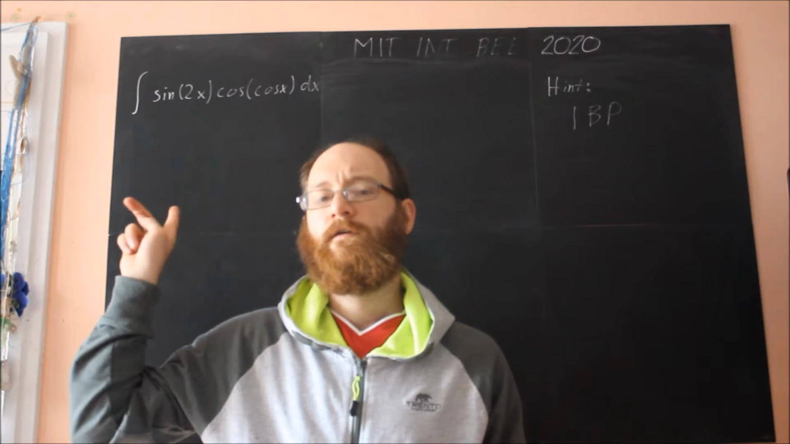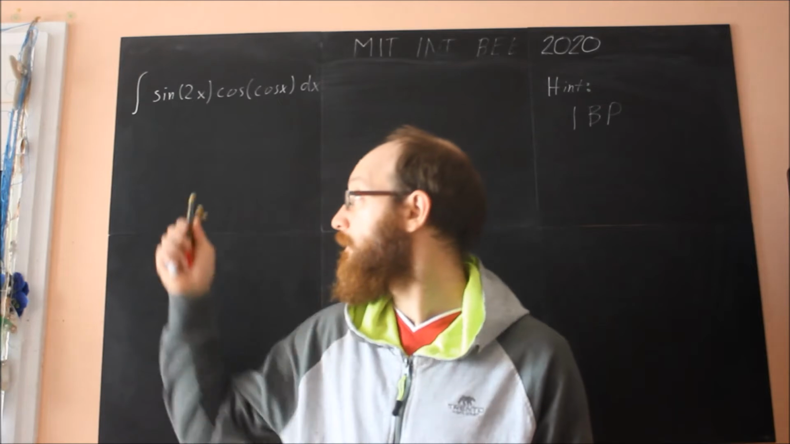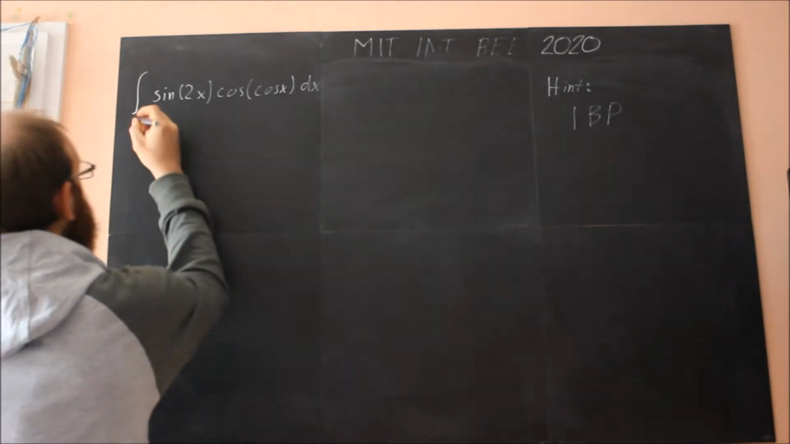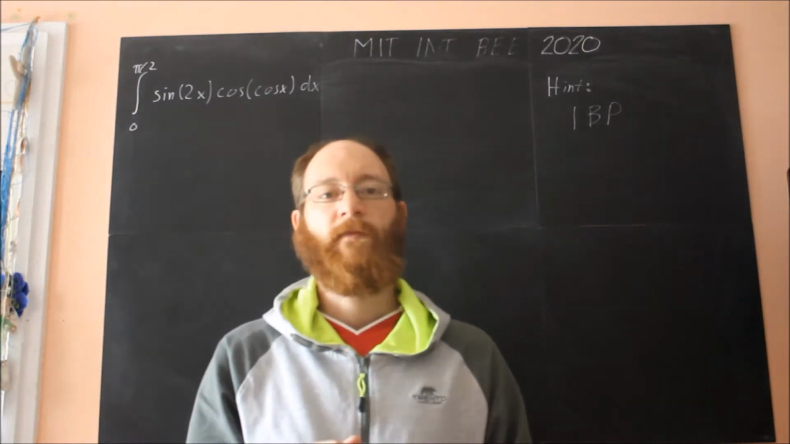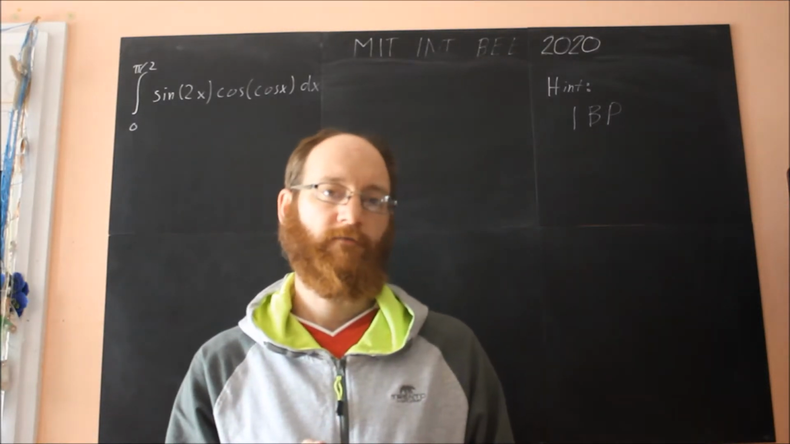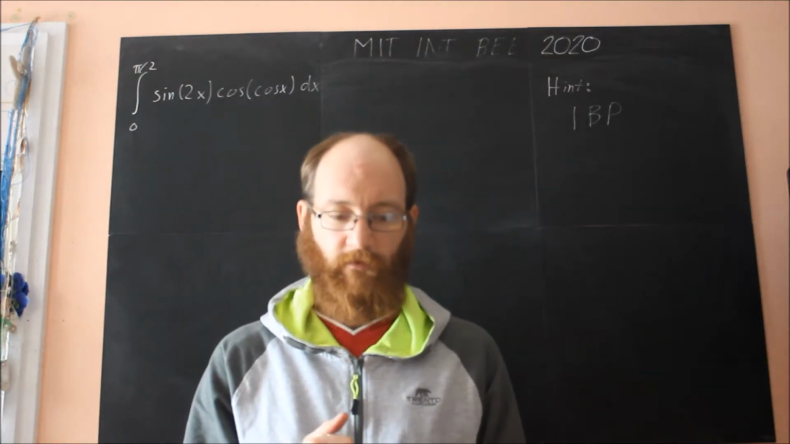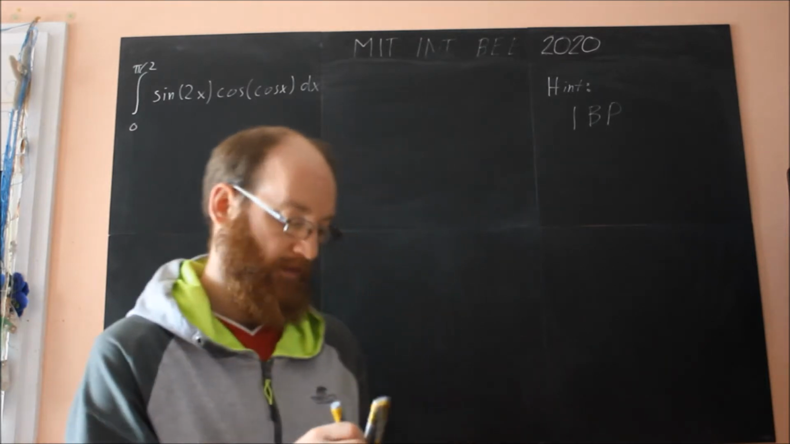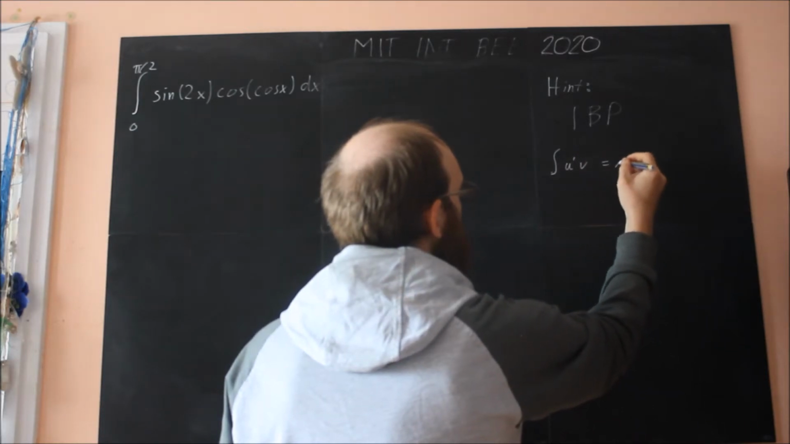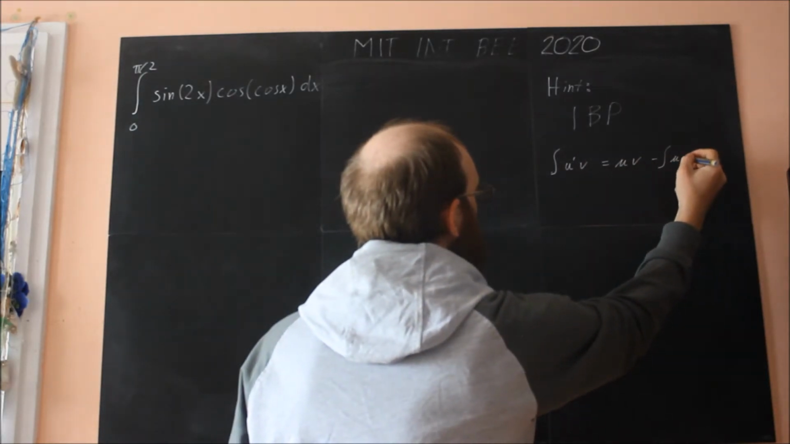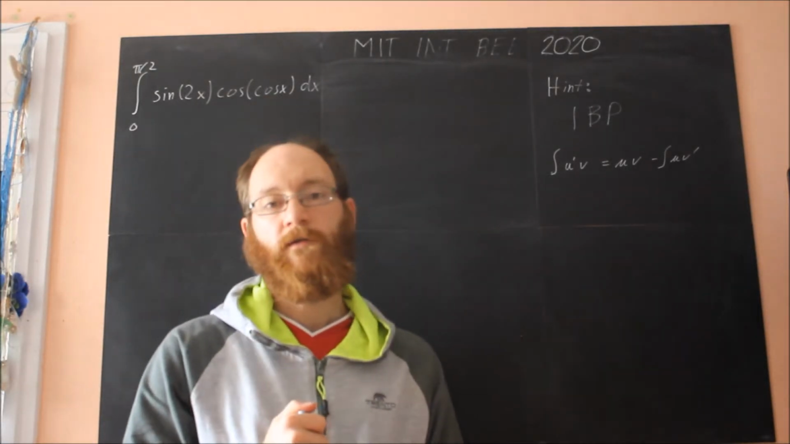This integral here is from the qualifier round: from 0 to pi over 2, sine 2x times cosine of cosine x. If you want to try this by yourself, think of integration by parts and choose u prime and v carefully. So remember integration by parts: integral u prime v equals uv minus integral uv prime. Think of choosing u prime and v carefully.